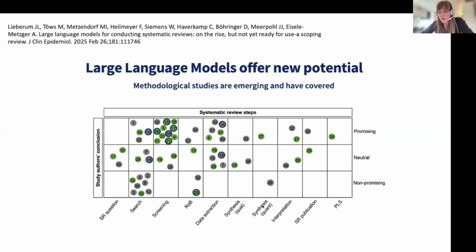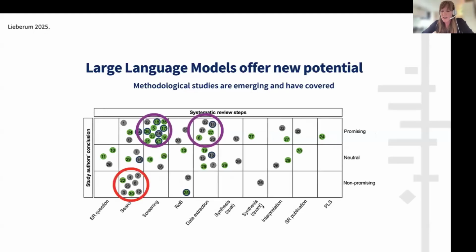And along the vertical or y-axis, we have the study authors' conclusions, which this team have categorized into three main classes: promising, neutral, and non-promising. According to Lieberman and colleagues, when it comes to search, we can see a definite cluster of studies deemed perhaps not yet promising at this stage. However, two of the most promising areas, the purple circles, seem to be screening and data extraction.